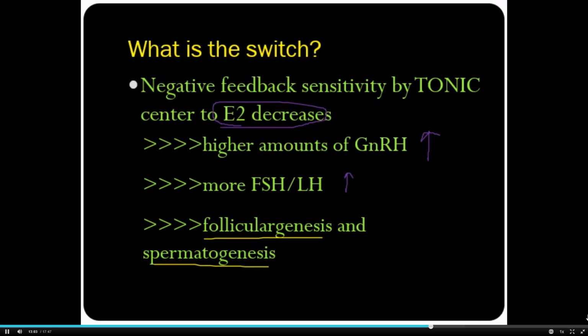So prepubertal estradiol has a negative impact on the tonic center of the hypothalamus, and that reduces GnRH, thus FSH and LH and follicular growth and so forth. But the switch is this: as that negative sensitivity decreases, we start accumulating higher amounts of GnRH. So we get a higher pulse frequency and amplitude of GnRH. That leads to more FSH and LH, which leads to more follicular growth and spermatogenesis, and we start building up toward our E2 threshold. Once we get to that E2 threshold, we're going to have that GnRH surge, and we have essentially begun our cyclicity.